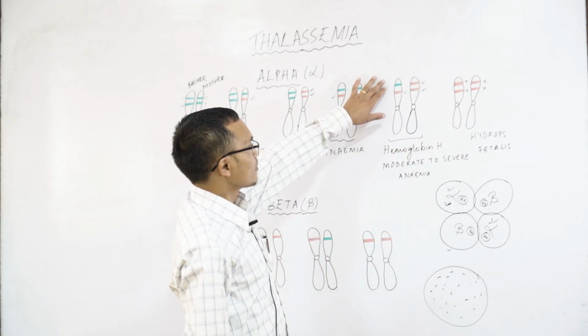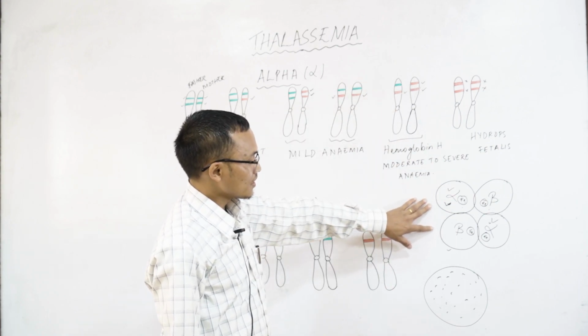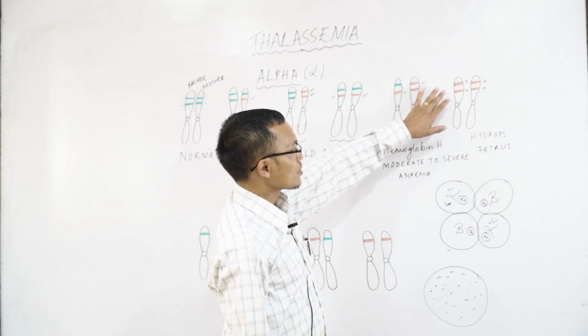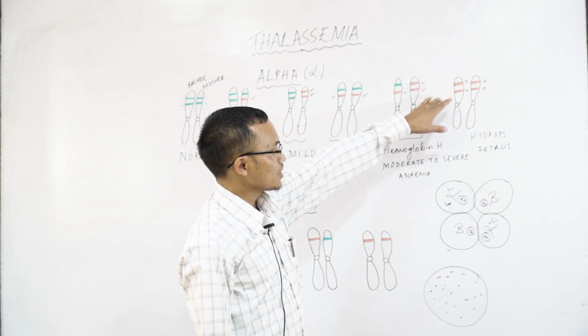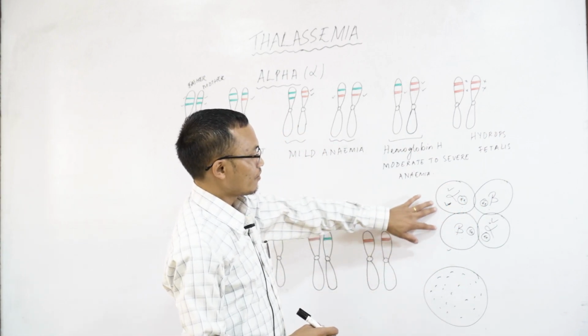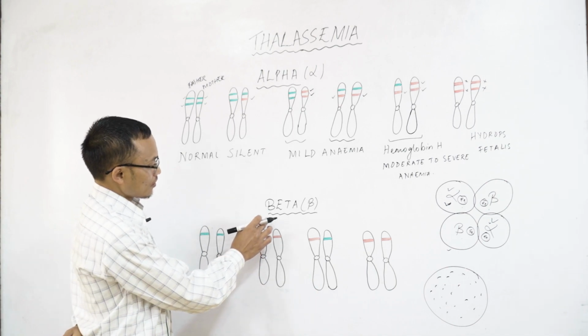And if we have 3, then we have very severe abnormality in the RBC oxygen carrying capacity. And of course, when there is no alpha globin gene, then it is not possible to function properly. So the same thing with beta globin.